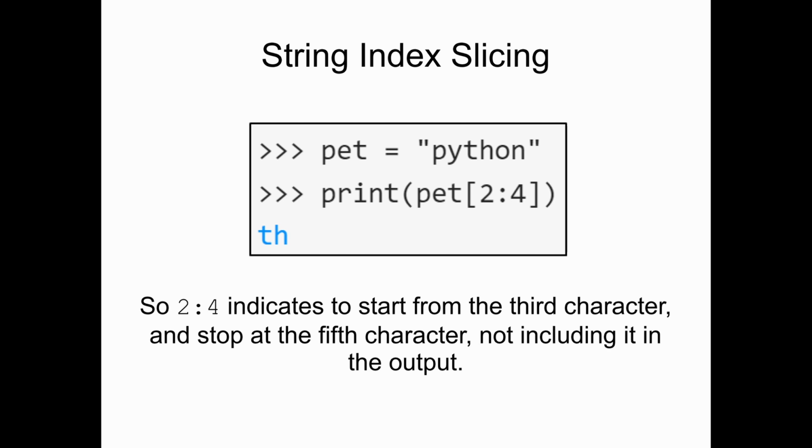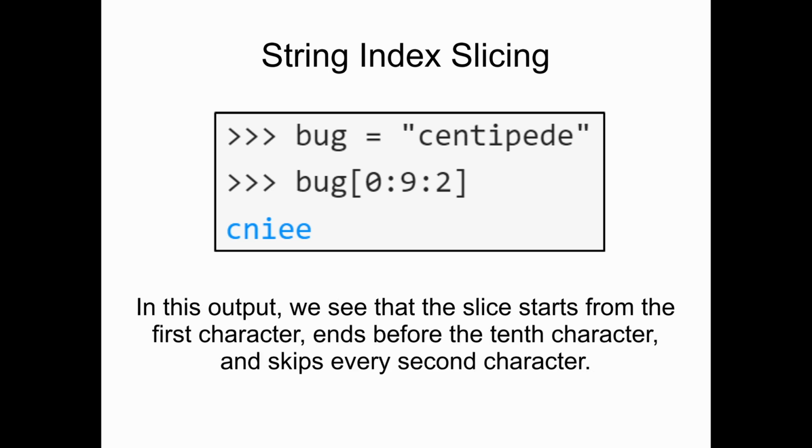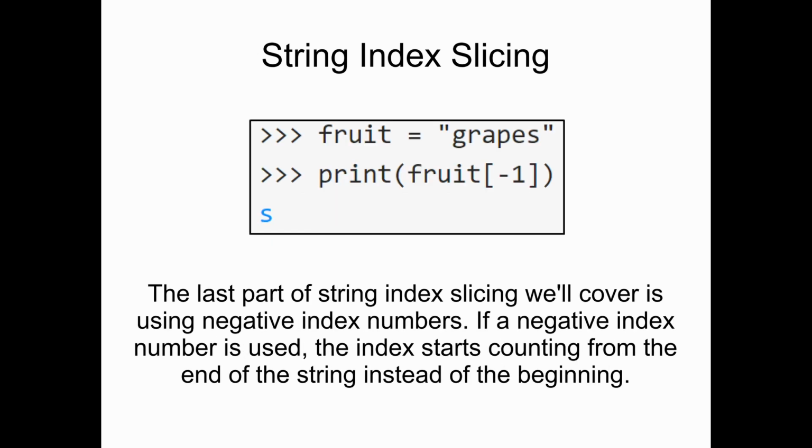If a second colon is included in index slicing, the number to the right of it indicates the number of characters to count by when slicing. In this output, we see that the slice starts from the first character, ends before the 10th character, and skips every second character. The last part of string indexing slicing we'll cover is using negative index numbers.